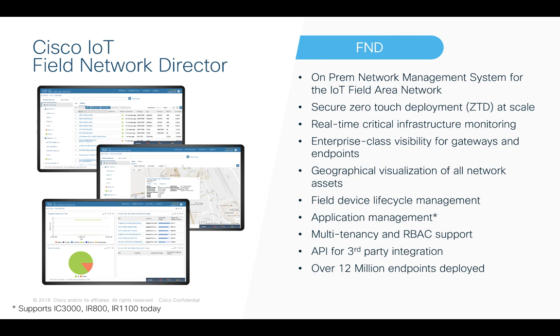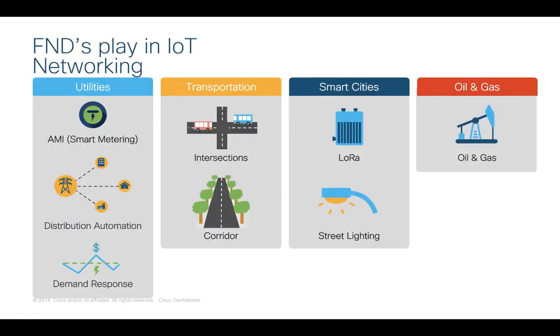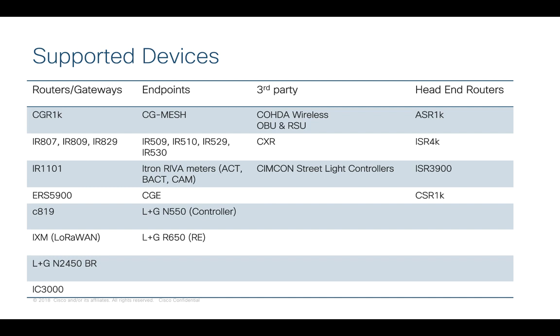We have several large utilities that are using FND to manage endpoints in their network, and we have over 12 million devices being managed today. FND started off as CGNMS about 7 to 8 years ago as part of the utilities vertical, but it has grown into other verticals such as transportation, smart cities, and oil and gas.